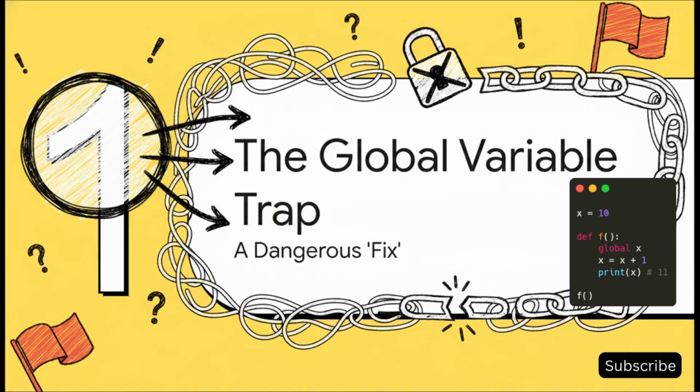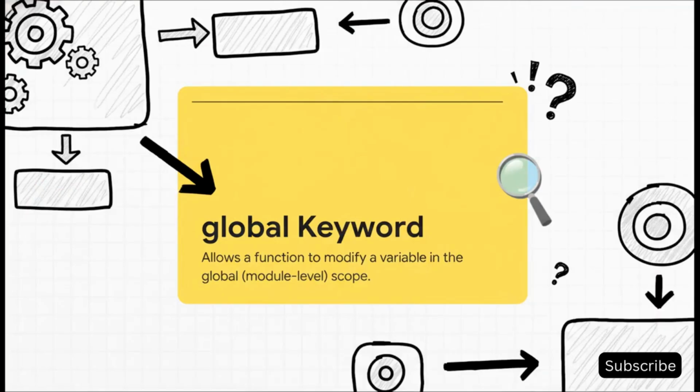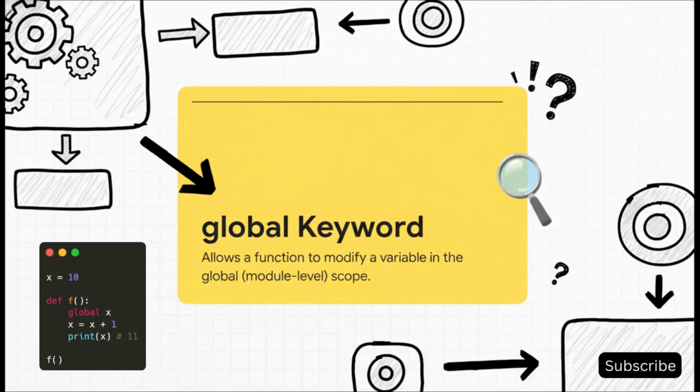Now, your first thought might be, ooh, I'll just use the global keyword. I mean, it seems like it was made for this exact problem. But let's dig into why that is often a really dangerous path and a major red flag in both production code and interviews. The global keyword is basically a direct order to Python.